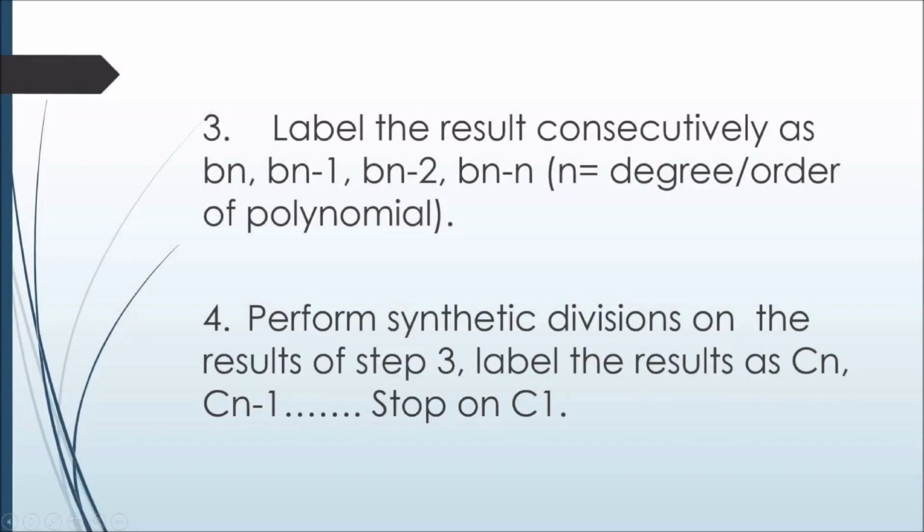Step 3. Label the results consecutively as b sub n minus 1, b sub n minus 2, down to b sub 0, where n is the degree or order of the polynomial. Step 4. Perform synthetic division on the result of step 3. Label the results as c sub n minus 1. Stop at c sub 1.